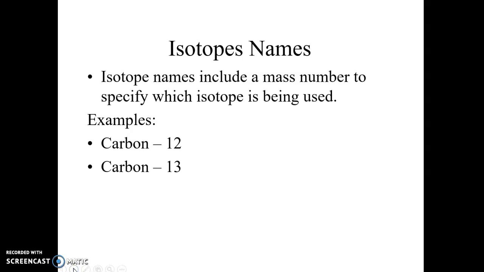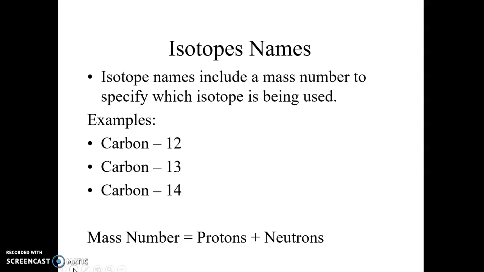There is also a carbon with a mass number of 13, so carbon 13, and there is a mass of 14 for some carbon atoms, so we have carbon 14. Remember that the mass number is equal to the number of protons plus the number of neutrons. So all of these are carbon. When we looked at the periodic table, we saw that carbon had an atomic number of 6. So it has 6 protons.